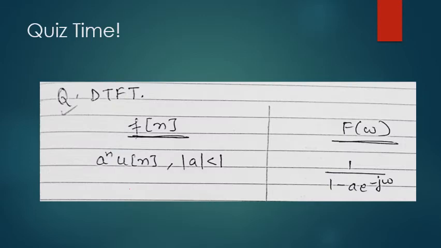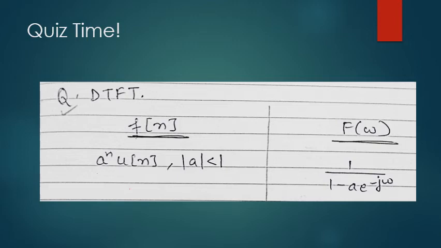Okay, now it's the quiz time. Using the concept of DTFT, try to find out the DTFT for the given function f of n. What is f of n? It is given as a raised to the power n times u of n, where mod of a is less than 1. So let's try to understand the question. We have f of n. This is a discrete time domain signal and its definition is given to us.